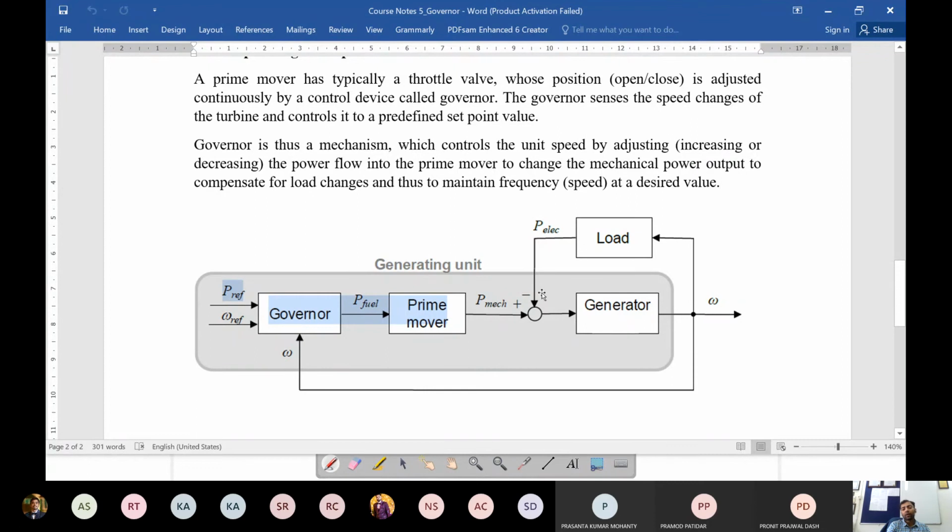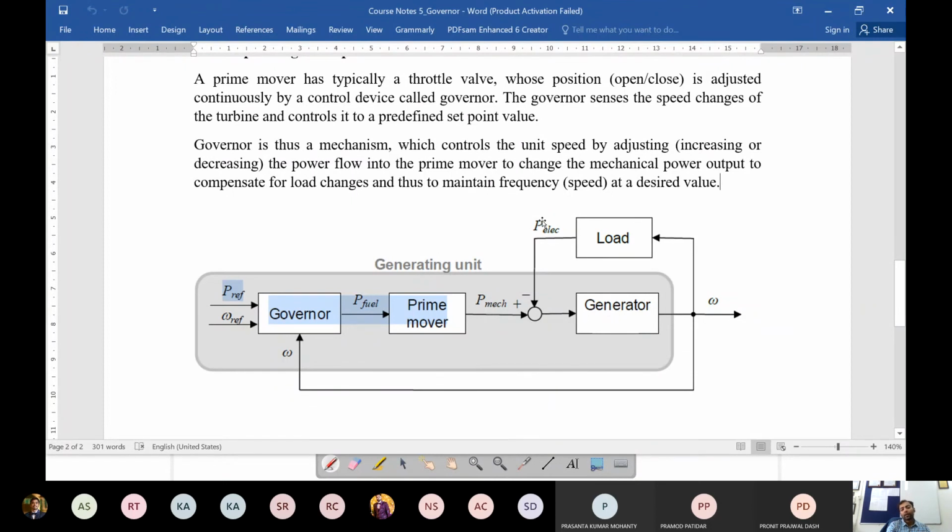Now, if you disturb this equilibrium by changing the value of the load, the power input to the generator is P mechanical minus P electrical. This is a summation block, with mechanical power coming as positive and electrical power as negative, because that is the load. If it is in equilibrium, there is no extra power input, so the speed is constant. There is no acceleration; it is rotating at a constant speed.